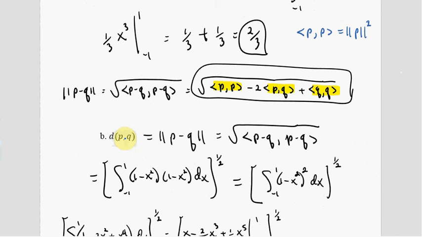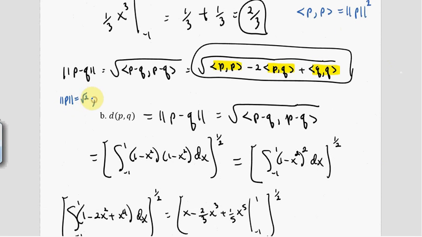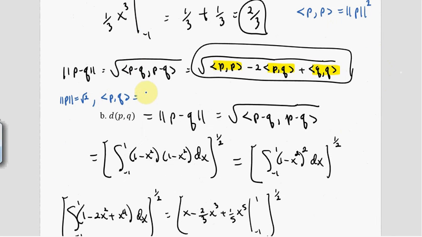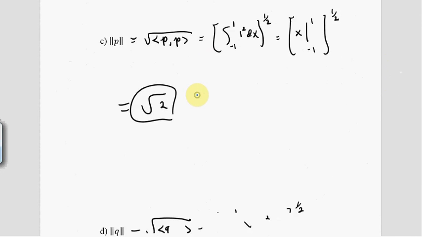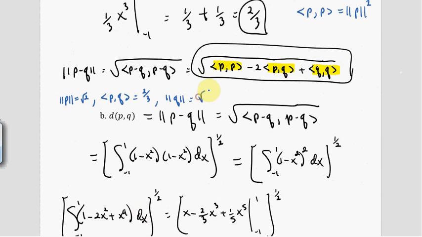So what do you need there? The norm of P, you calculated that. That was the square root of 2. And then you got the inner product of P and Q. That was the first thing you did, 2 over the square root of 3. And then you got the norm of Q. I think that was the last thing we did. That was the square root of 2 over 5. If you put these three quantities here in this square root, let's see what you get.